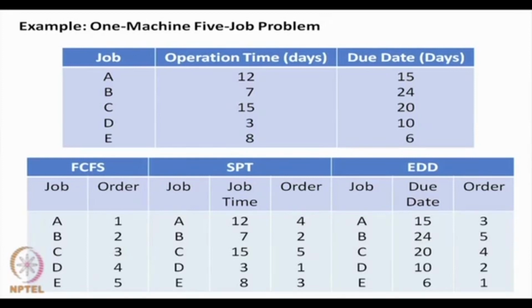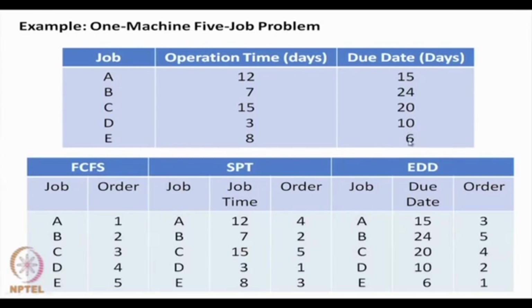Suppose that we have 5 jobs waiting to be processed in the same machine, and let the jobs be A, B, C, D and E, and let the operation times be, it could be days or hours or whatever, 12, 7, 15, 3 and 8. And let us say that the due dates promised to the customer are 15, 24, 20, 10 and 6.